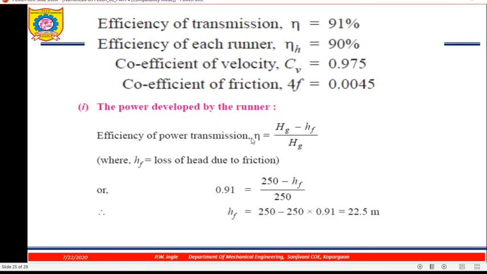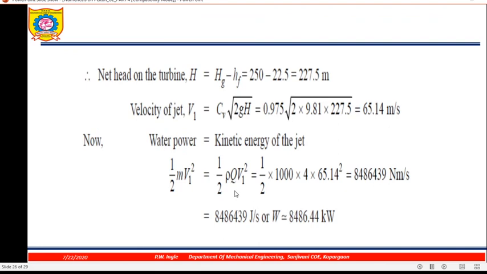So efficiency of power transmission, it is in pipe and nozzle. So it is hydraulic efficiency. Efficiency of transmission is (Hg minus Hf) upon Hg. So you will get the value of Hf. Hf is loss of head due to friction. Therefore, net head is what? Hg minus Hf. By using this net head, you can calculate V1 = CV root 2gH. So you are getting 65.14.